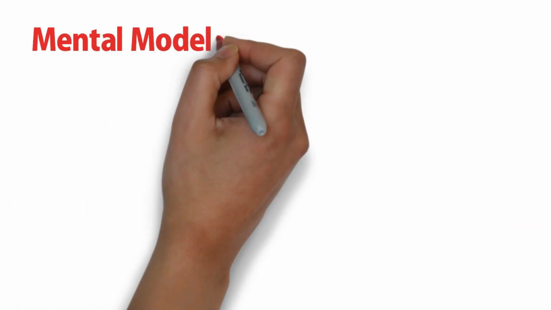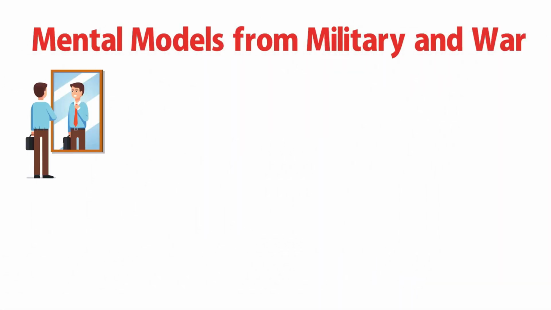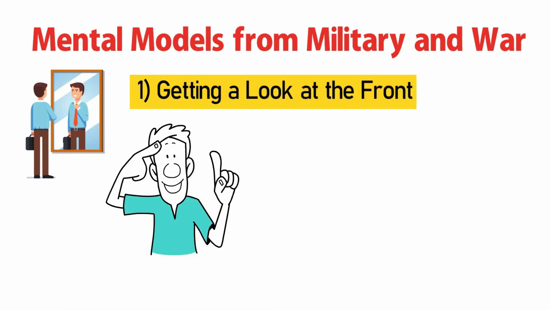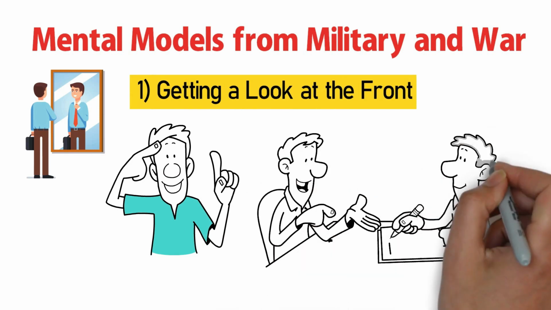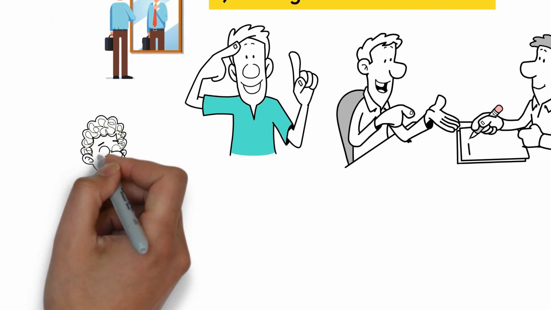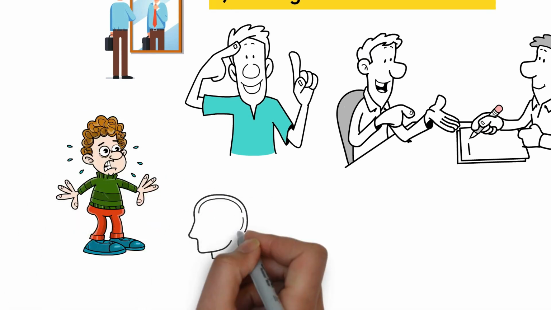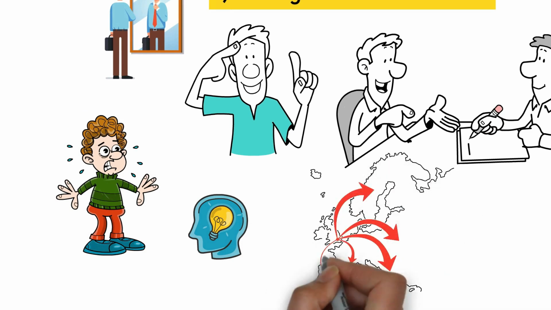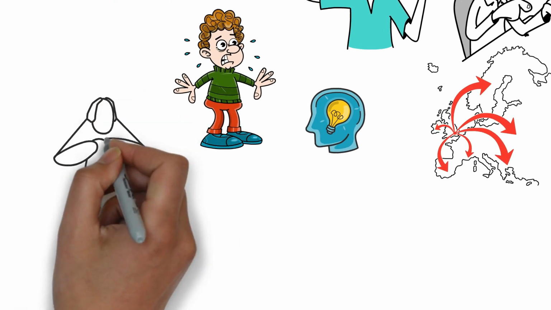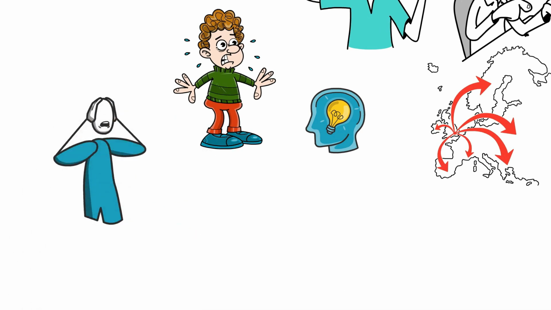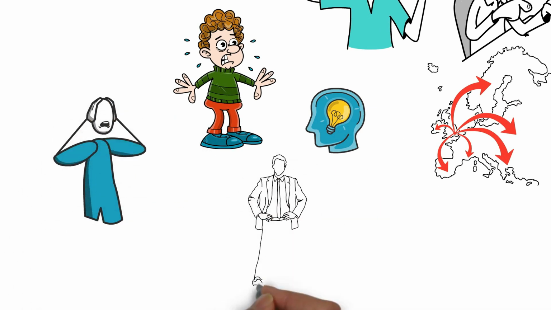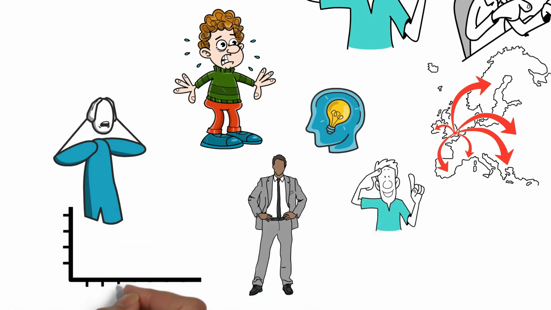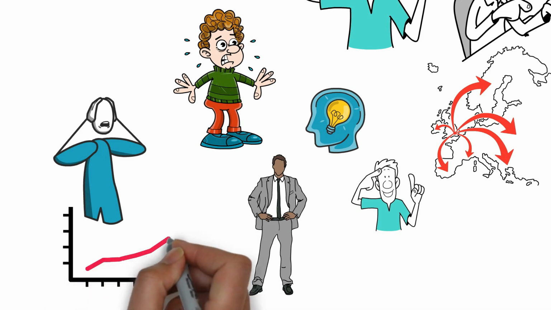Mental models from military and war. Number 1. Getting a look at the front. The habit of seeing the front before making decisions, rather than relying on advisors, maps, and reports, all of which can be faulty or biased, is one of the most valuable military tactics. The map/territory model, as well as the incentive model, demonstrate the issue of not seeing the front. Seeing the front can benefit leaders in any organization because it not only provides first-hand information, but it also tends to improve the quality of second-hand information.